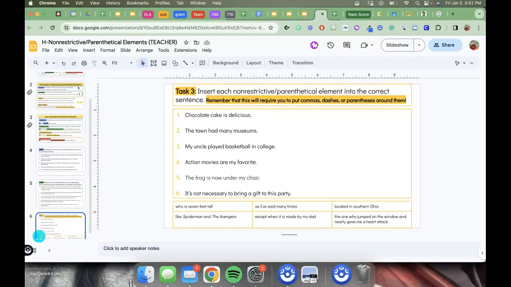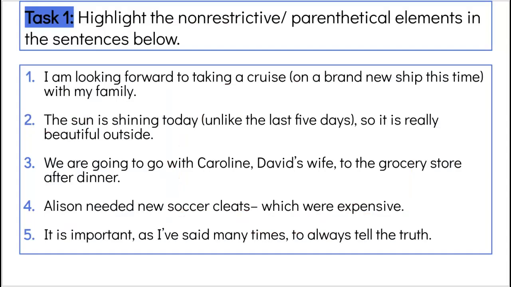Hold on one second. Your first task says, highlight the non-restrictive parenthetical elements in the sentences below. These are elements that could be taken out of the sentence. If you need to, you can go back to slide 2 for an example of what kind of punctuation marks you're looking for. But in this one, it looks pretty obvious to me.